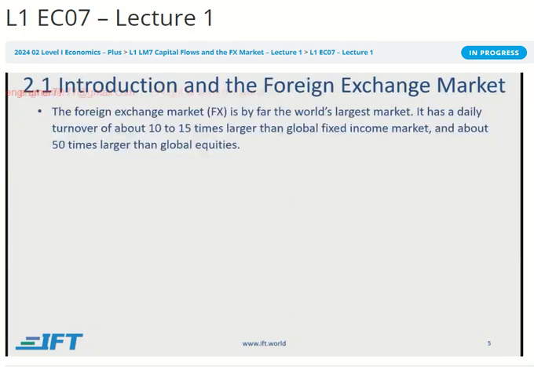So what is so special about the foreign exchange market? Well, one of the things which is very special about it is that it is huge, massive, much bigger than your equities. So how much bigger? 50 times larger than your global equities, and 10 to 15 times larger than your fixed income market. So it is huge.